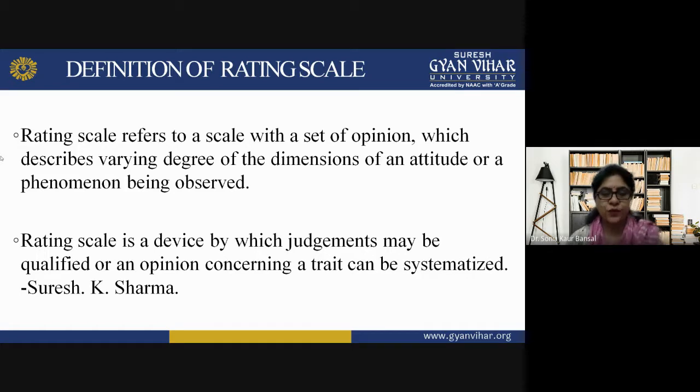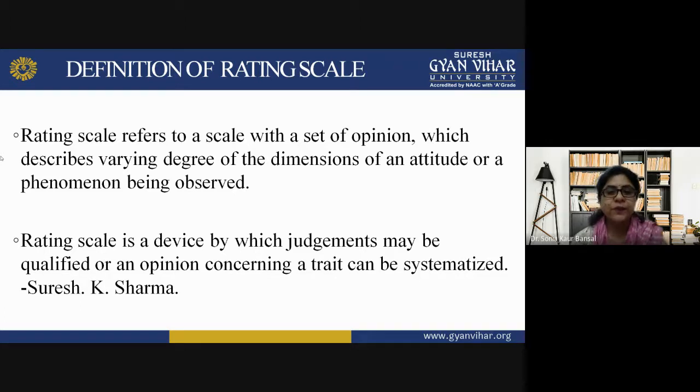Okay, students, I hope you have understood. Now, in the words of Suresh Kumar Sharma, a rating scale is a device by which judgment may be qualified or an opinion concerning a trait can be systematized. So we have scattered opinion, but if I'm using a rating scale, then definitely my scattered opinion is systematized. And on what basis is it systematized? It is systematized on the basis of some aspects or dimensions which I'm going to use.